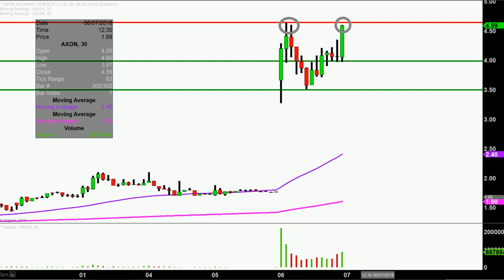So interesting setup, good solid volume the last 30 minutes. You can see the volume did increase once again, so I'm sure there'll be plenty of eyeballs on this one tomorrow. I know I'll be watching it. So let's see how this one continues to play out.